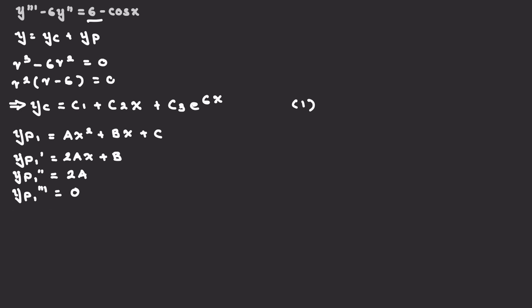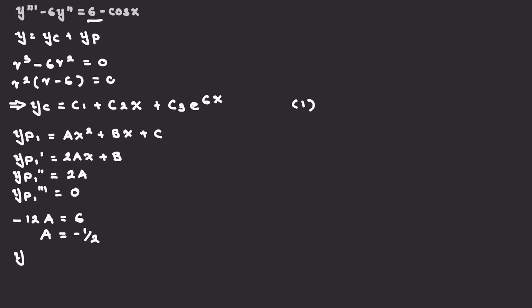And so solving for our yp1 by plugging these into our original equation, the third derivative is 0, so we don't need to write that down. Negative 6y double prime, our y double prime is 2a, negative 6 times 2a is negative 12a, equals 6. So we get here that a is just negative 1/2.